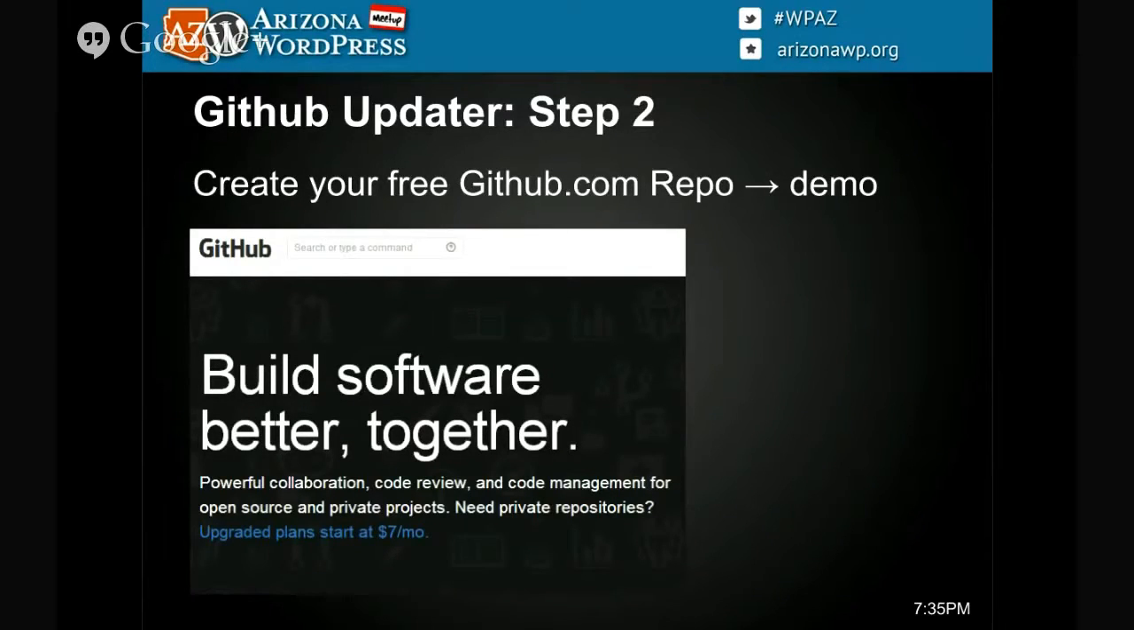Step 2, you would create a free github.com repository for your plugin to live. So all of your code would be there. You would be using a versioning system, which is a fantastic way to develop a plugin or theme, especially if you will have more than one person developing the code.